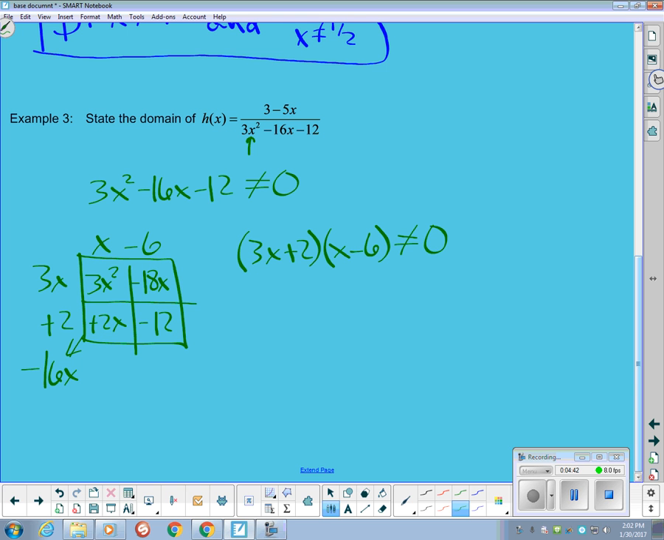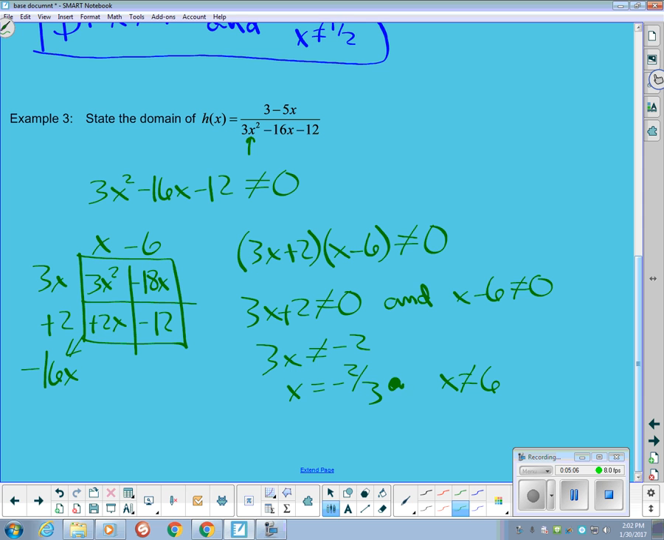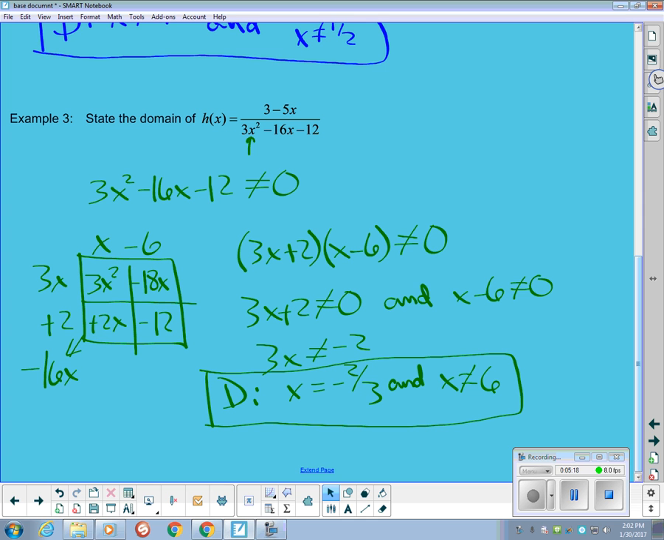And then just like example 2, that means that 3x plus 2 cannot equal 0, and x minus 6 cannot equal 0. So 3x can't equal -2, and x can't equal -2/3, and x cannot equal 6. And that is an and. We can't have either of those things happening, so my domain is x is not equal to -2/3 and x is not equal to 6. And that is how we find the domains of rational functions.